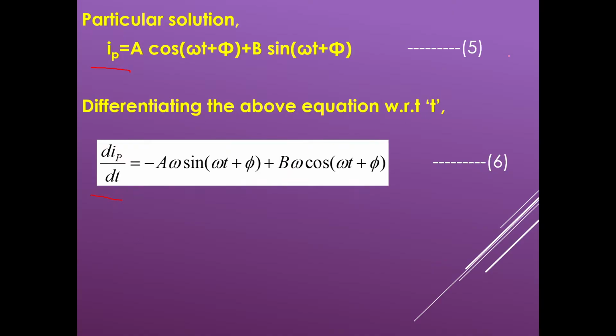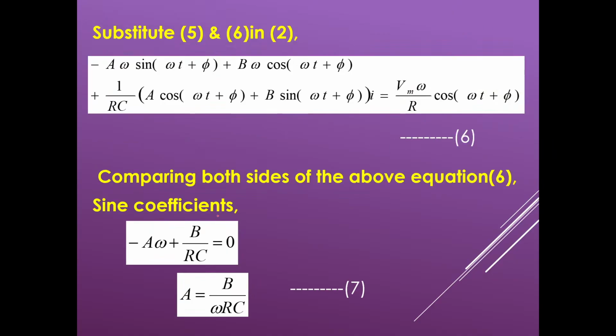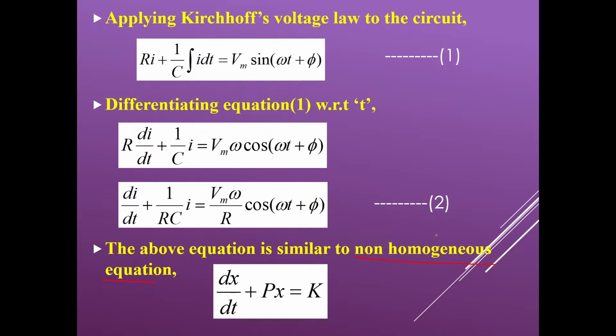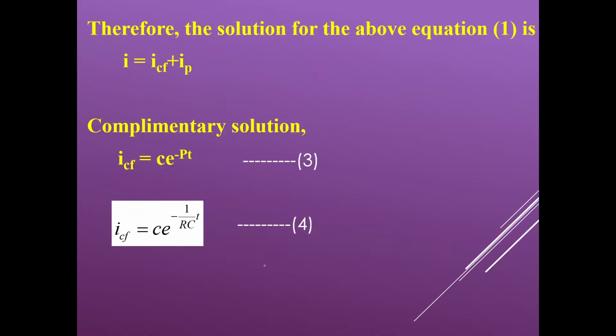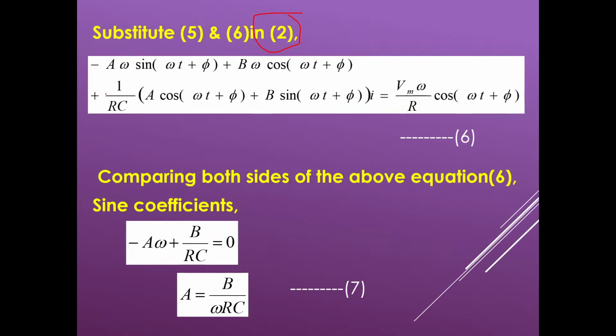Okay, now you can substitute 5 and 6 in your first equation, that is equation number 2. So what is equation 2? Let us see, this is our equation 2. In this equation 2, substitute I_P and d by dt of I_P. I will write P there so that it will be easy for you to understand. If you substitute, you will get this.